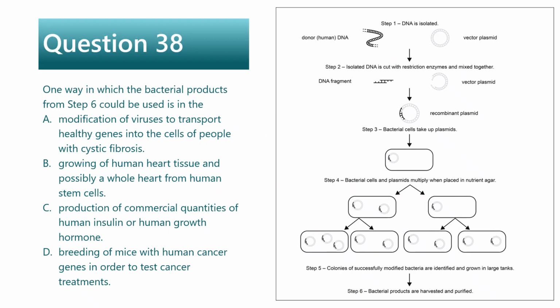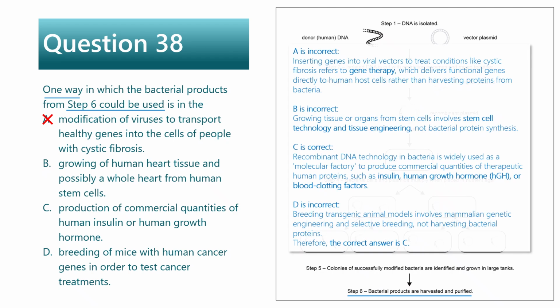Step 6 of the process involves harvesting and purifying the protein products synthesized by the genetically transformed bacteria. Let's evaluate how these products are used in biotechnology. A is incorrect. Inserting genes into viral vectors to treat conditions like cystic fibrosis refers to gene therapy, which delivers functional genes directly to human host cells rather than harvesting proteins from bacteria. B is incorrect.